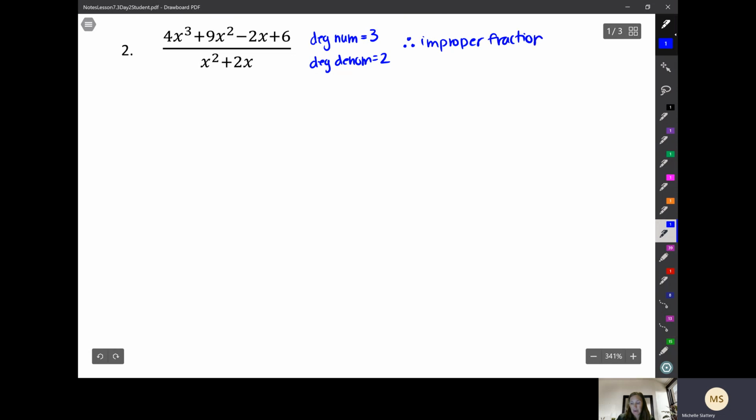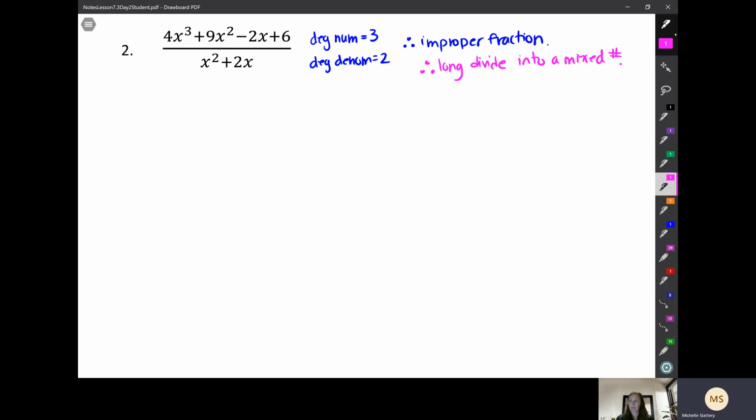And since it's an improper fraction, first you want to do long division and divide it out into a mixed number, mixed expression. Okay. All right. So we do our long division. You guys know how to do long division. Do you remember from chapter 2?